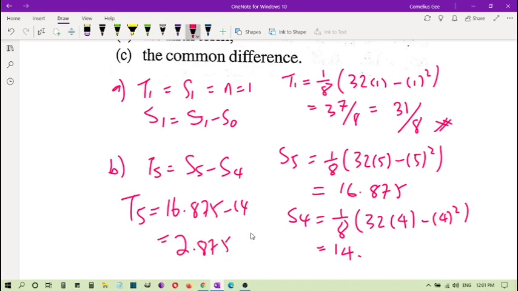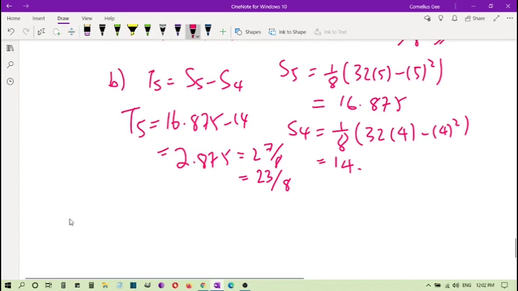2.875. Okay. 2.875 is what as a fraction? It's 2 and 7 over 8. So it's 2 times 8 plus 7, 23. So it's 23 over 8. Okay, so if you want to find the common difference, I can use T2 minus T1.